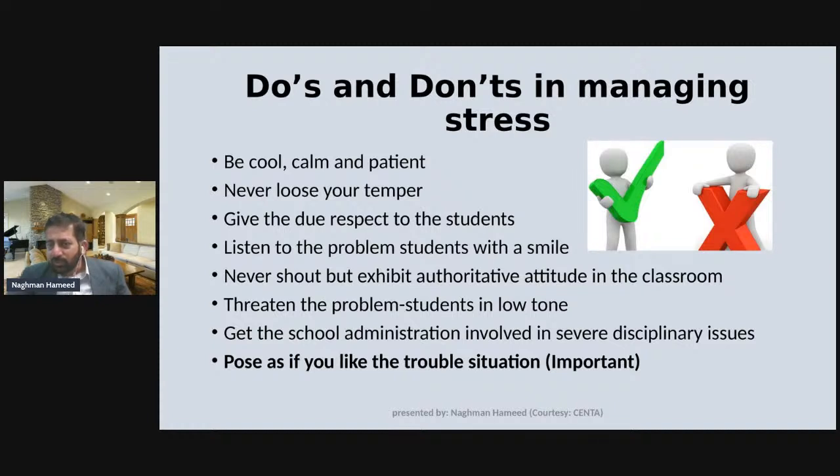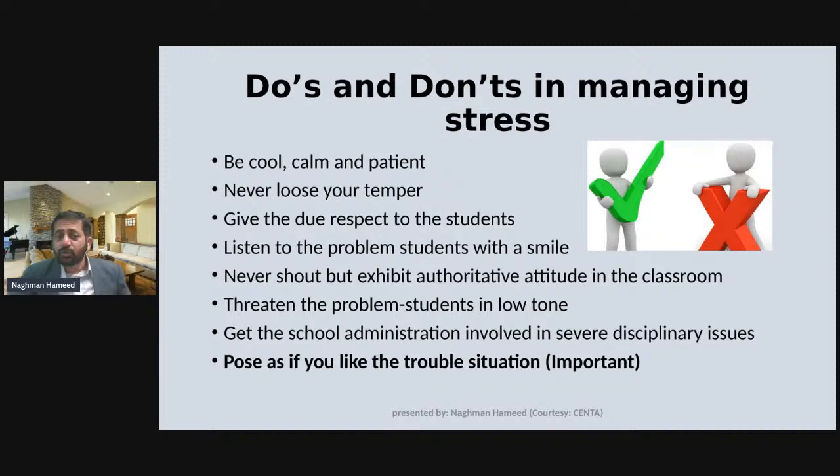Okay, that's good. One teacher said, handling the students with patience and calm. That's great. Never shout at students. Listen to the problems faced by the students, but never shout. But exhibit an authoritative attitude in the classroom. You should show that you are the authority in the classroom, right?